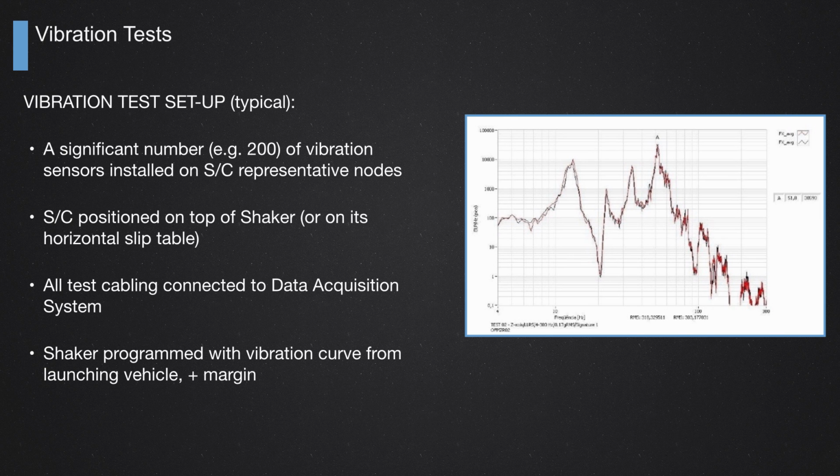So then we put the spacecraft on top of a shaker, a vibrator, or on a horizontal slip table. It's a machine that does vibration of the spacecraft. So we do all the connection of the cabling, these sensors installed on the spacecraft.